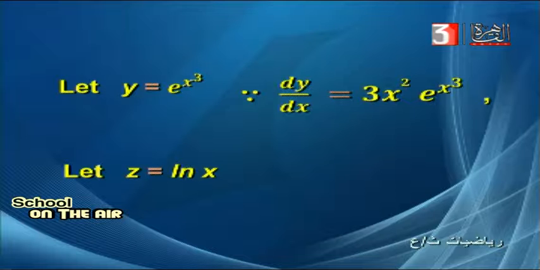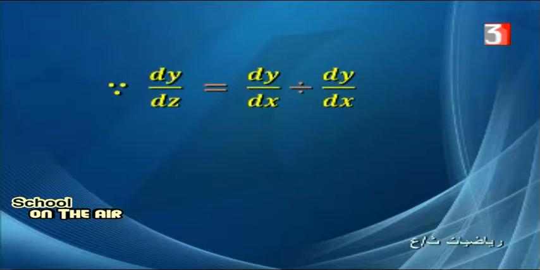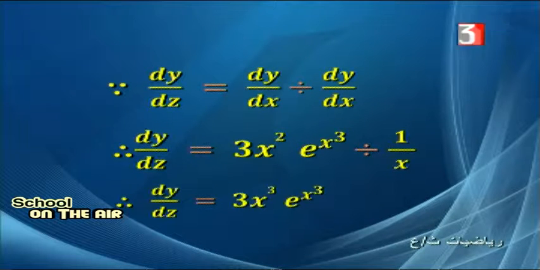And let z equals ln x. Then dz/dx equals the derivative of the function ln x, which equals 1 over x. Now we want dy/dz, which equals dy/dx divided by dz/dx by parametric differentiation. Then dy/dz equals 3x power 2 e power x power 3 divided by 1 over x. 3x power 2 divided by 1 over x equals 3x power 3. Then dy/dz equals 3x power 3 multiplied by e power x power 3.